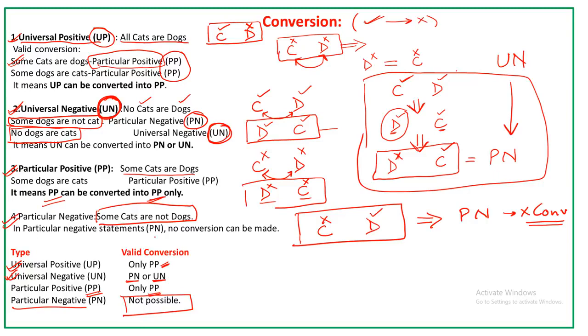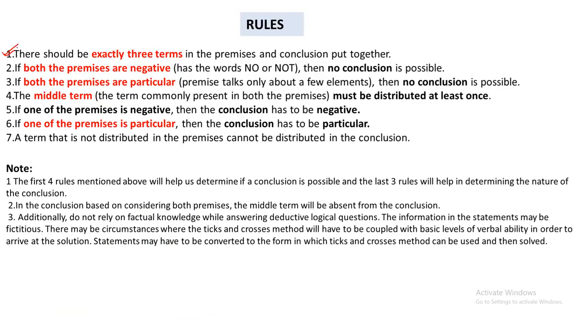All you need to remember is this table of conversion in the end. Fine. Now we'll look for the rules to solve the syllogism questions. So the first rule is there should be exactly 3 terms in the premises and conclusion put together. So A, B, B and C. So if we have 2 statements in such a form, then only a conclusion can be drawn.